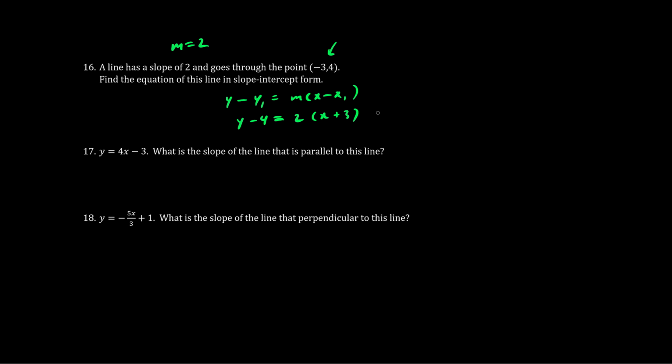So this here is slope-point form, so let's use distribution. Y equals, this is 2x, 2 times 3 is plus 6, and we throw the negative 4 over, it becomes a plus 4. And 6 plus 4 is 10. So the slope is 2 and the y-intercept is 10.